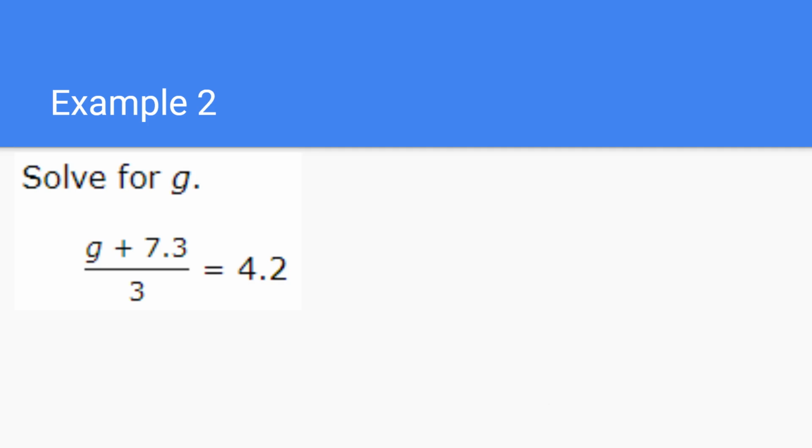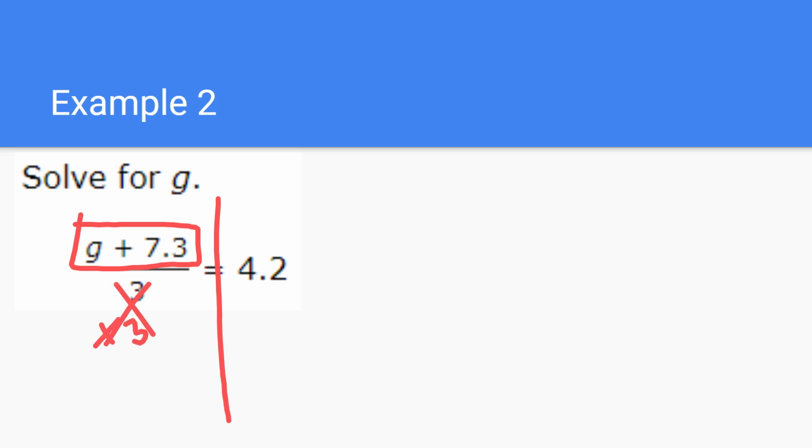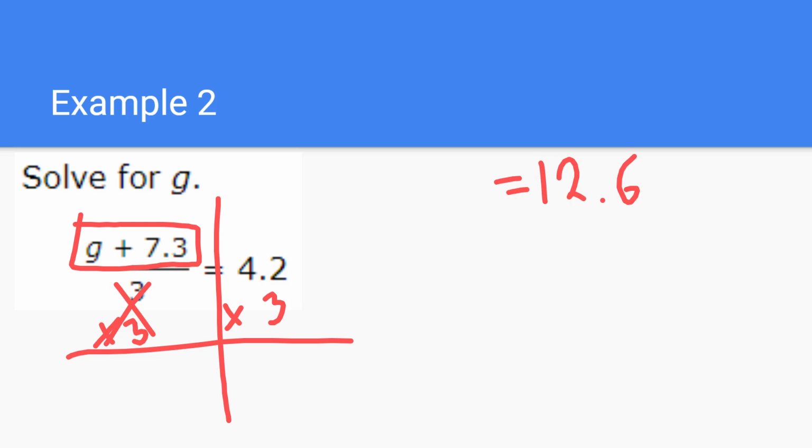All right. So here I have the same thing. I would say this is the sum of G plus 7.3 divided by 3 equals 4.2. So draw my river, box up everything that's up top. I'm left with divided by 3. So instead, I'm going to multiply by 3. That's going to cancel out. Times 3. So 4.2 times 3 is going to give me 12.6. So now I have G plus 7.3 equals 12.6.